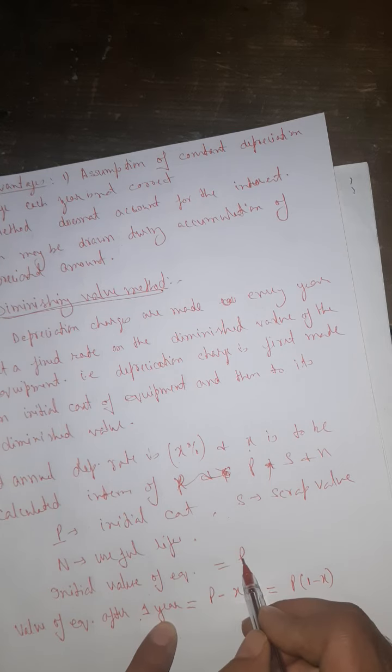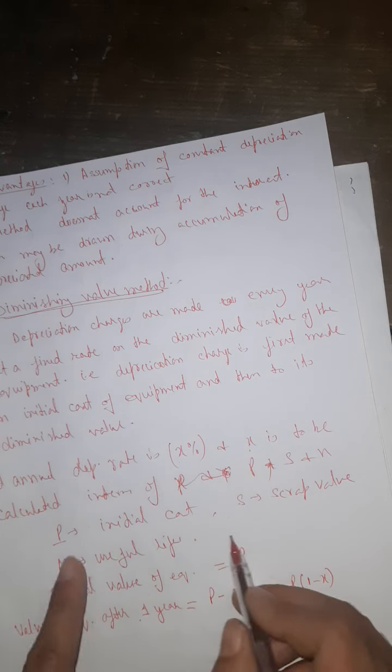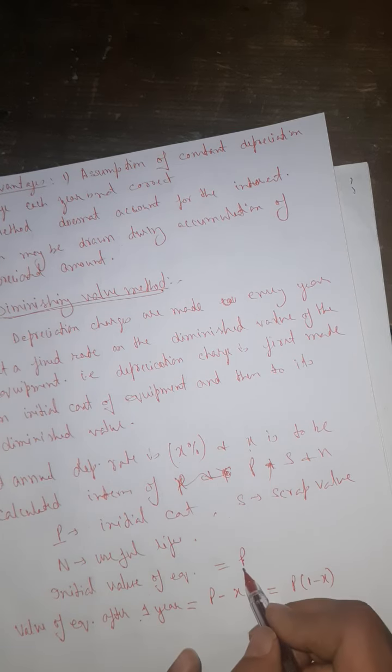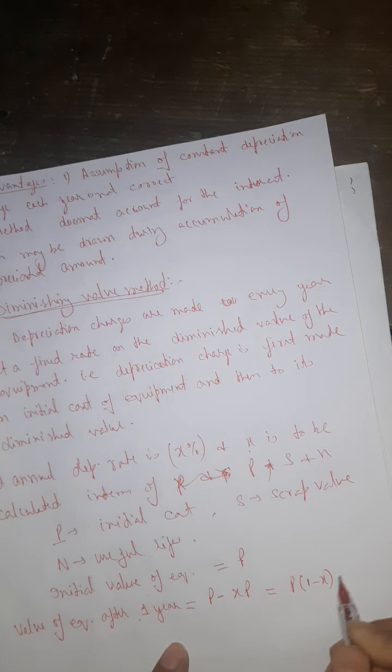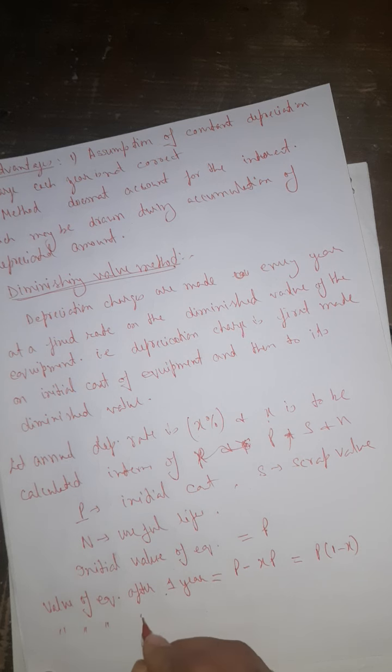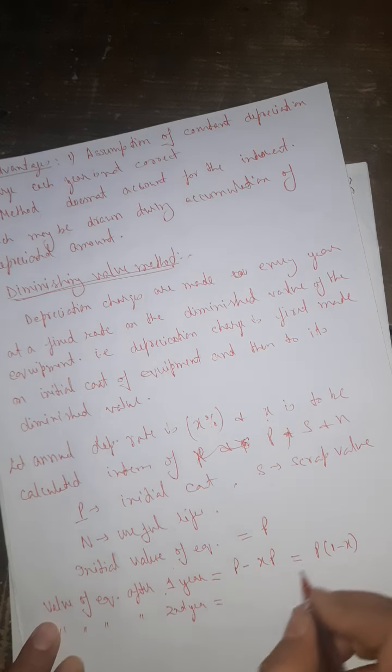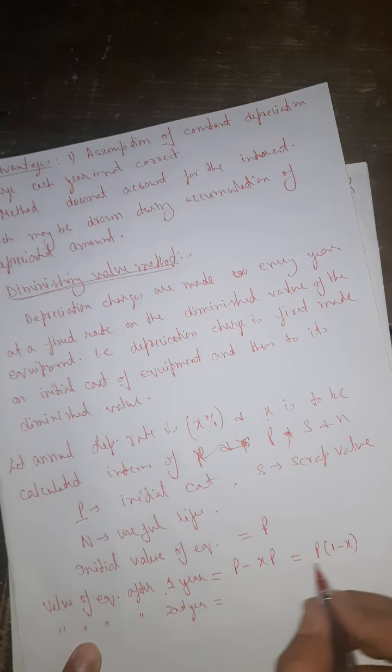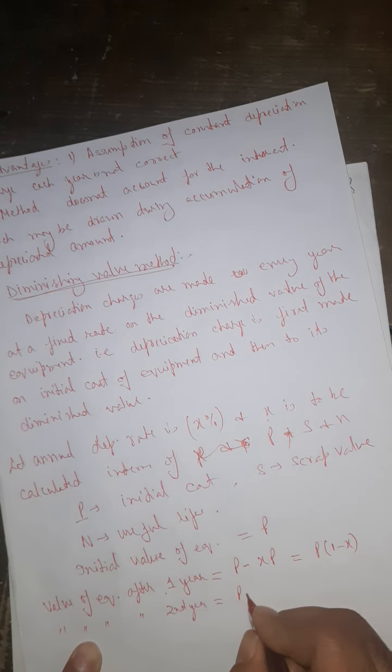This is the initial value, X is the depreciation. So XP, X percent of the initial value, is the depreciation. So P minus XP is equal to P into 1 minus X. So this is the value of the equipment after 1 year. Now the value of the equipment after the second year: what was the value after the first year? It was P into 1 minus X.